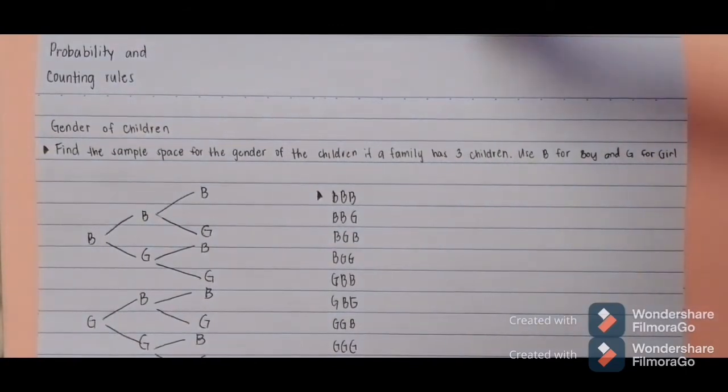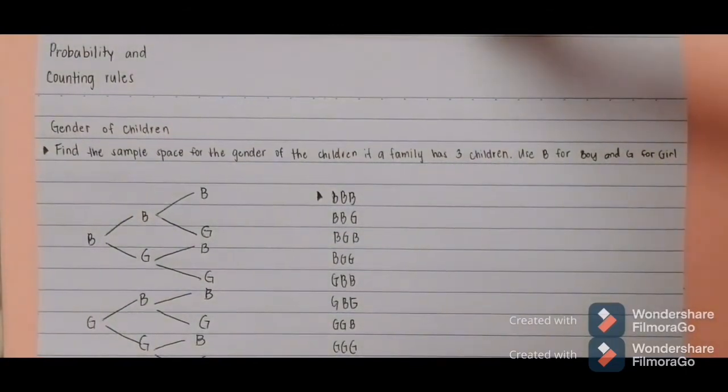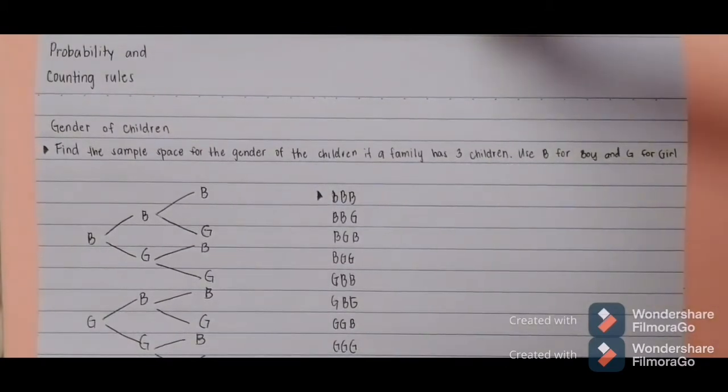So, next topic naman is probability and counting rules. Example naman nito is gender of children. So, for example, question, find the sample space for the gender of the children if a family has 3 children. Use B for boy and G for girl. So, dito sa left side na ginawa ko, ito yung pinaka-easiest way para ma-determine kung ano-ano ba yung mga possibilities na maging anak ng isang pamilya kung meron silang 3 anak. So, dito natin malalaman kung ano-ano ba yung mga probabilities na maging boy or girl yung mga anak nila.